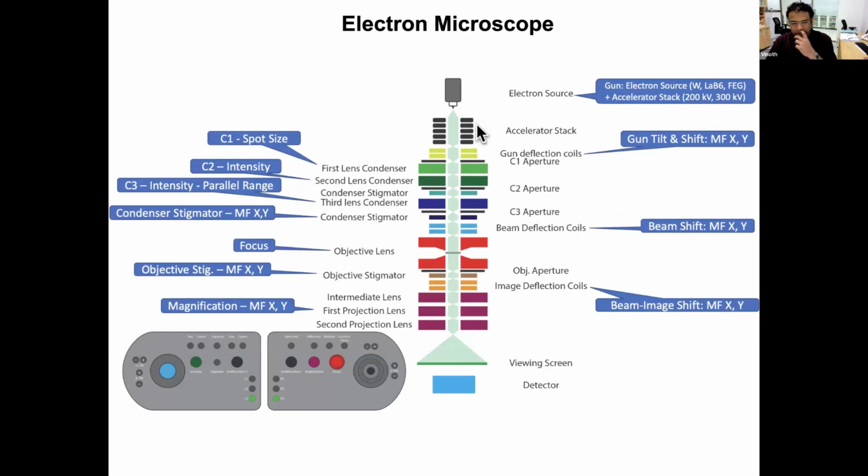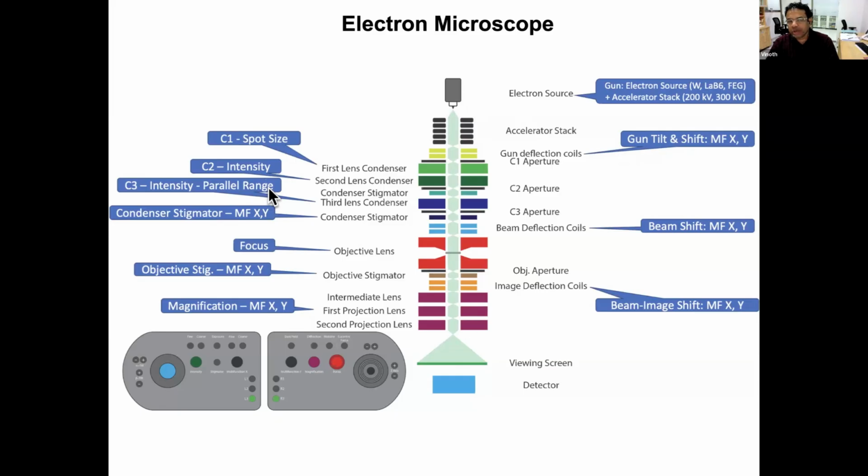And when one thinks of alignment of a microscope, you always start with the top and then you go all the way to the bottom. So there are many things one needs to align. The first thing one tends to align is gun tilt and shift, making sure that the beam is passing through the right axis. And the spot size, which determines whether you get a brighter beam or not, is the C1 lens.